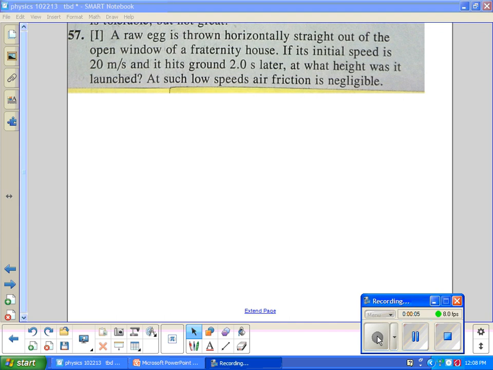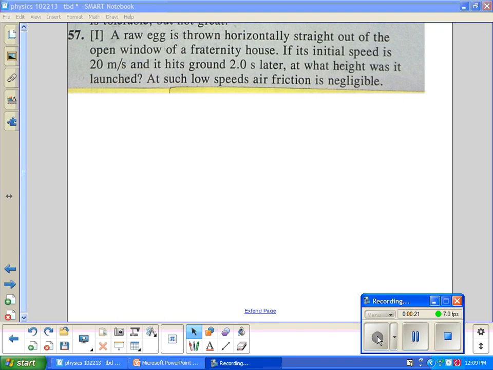Alright, so we got a problem here. Raw egg is thrown horizontally straight out of the open window of a frat house. If its initial speed is 20 meters per second and it hits the ground 2 seconds later, at what height was it launched? At such low speeds, air friction is negligible.